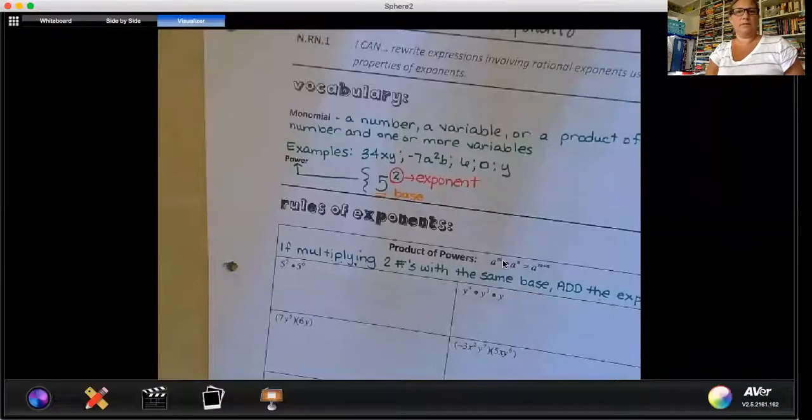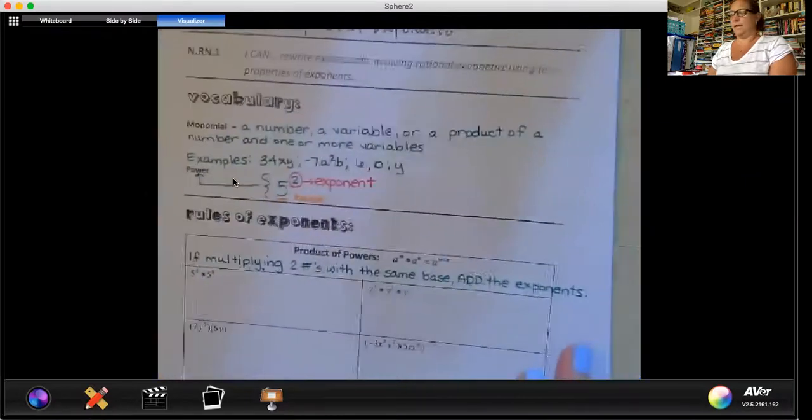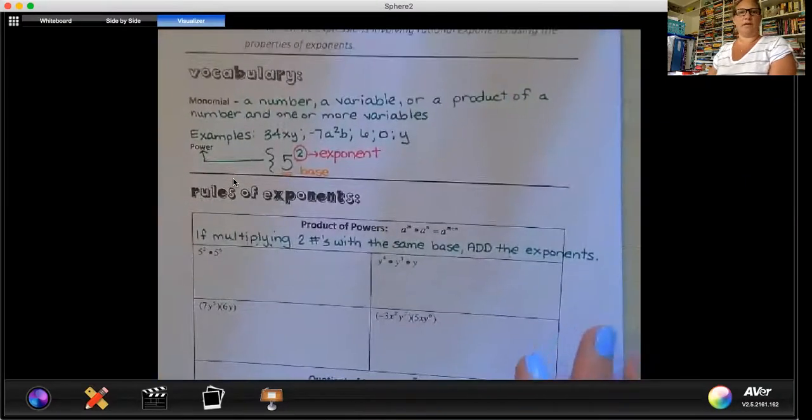Guys, today we're going to cover rules of exponents, which is going to be the beginning of chapter 2. What we're going to be doing today is going to be a review. So some of the things I have already filled in, and if you will take just a second and write those down.